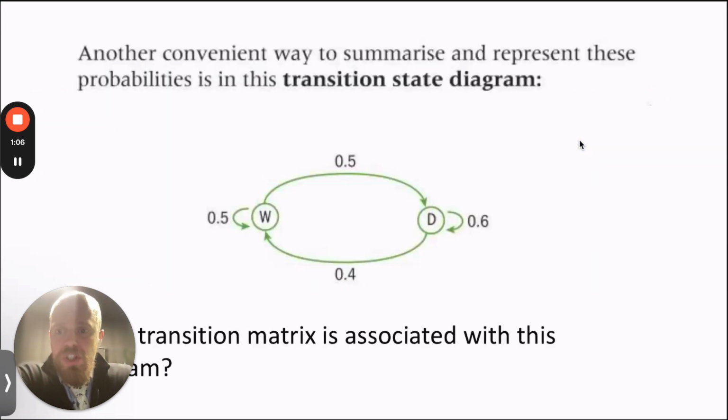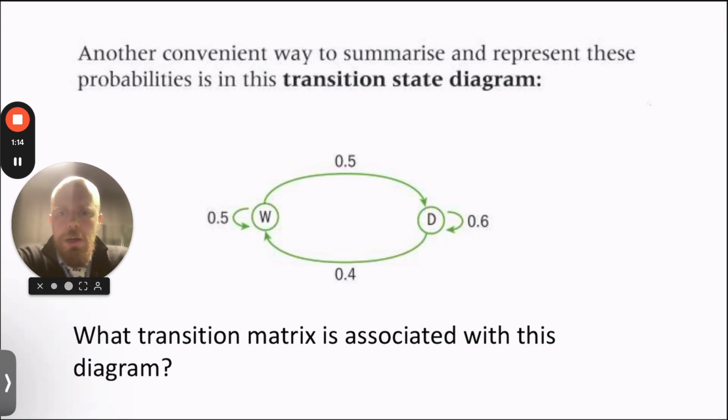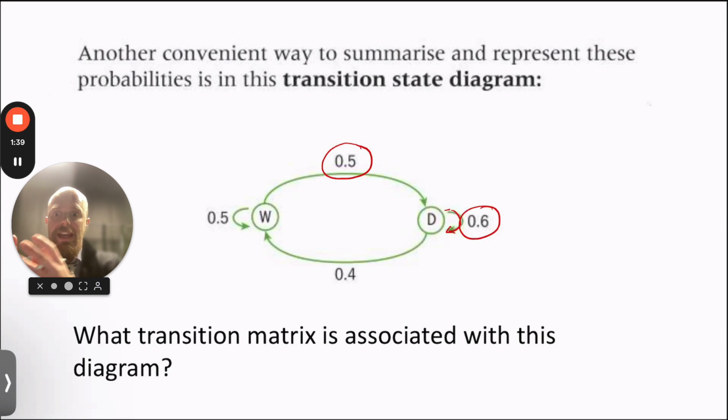A way of summarizing transition matrices is with something like a transition state diagram. So in this question here, we've got a day or a couple of days where initially it might be wet or dry, that's the W and the D, and then it shows you how it changes from day to day. So this probability here, the 0.5, is the probability of it being dry given it was wet the day before. The probability that it's dry given it was dry is this one here, 0.6. That's like it's dry one day and it stays dry the next day.